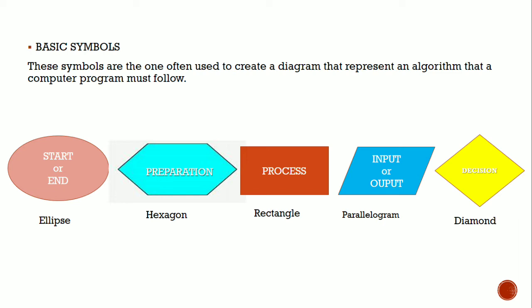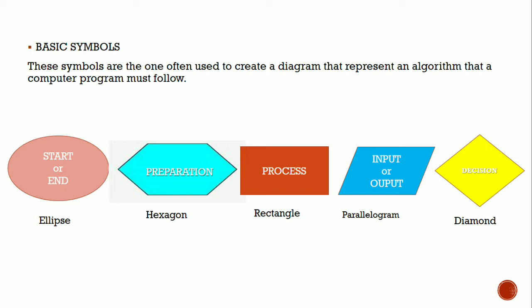Then next we have the hexagon. The hexagon represents the preparation of your data. Then the rectangle represents the processing of your data, the data that you input.